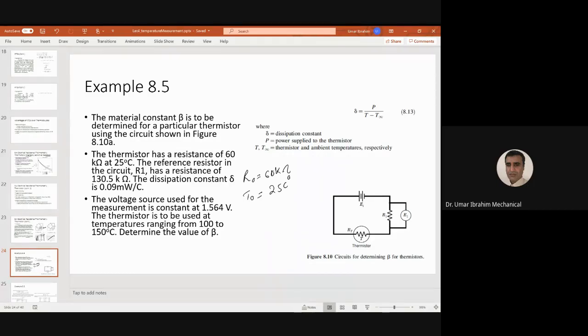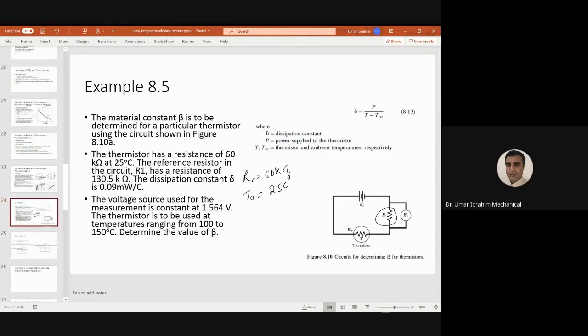The reference resistance. Okay, I think this is this one. 130.5 kilo ohm. Dissipation constant delta is equal to 0.09 milliwatt per degree C. The voltage source used for the measurement is constant at 1.564 volt. The thermistor is to be used at temperature ranging from 100 degrees C to 150 degrees C to determine the value of beta.